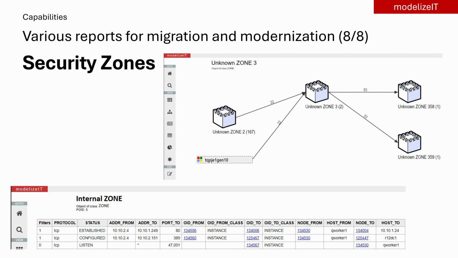Security zone planning is part of any cloud migration. modelizeIT can be used to plan security zones and create reports with estimates about what connections will cross security zone boundaries. This is used by clients to create initial firewall rules.